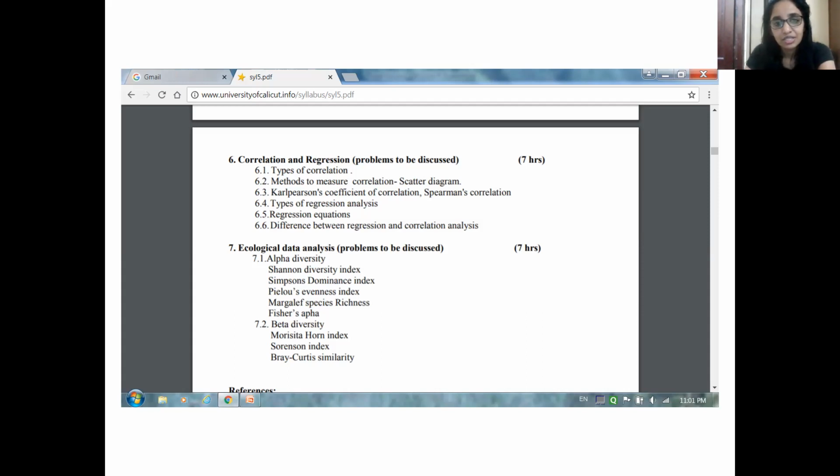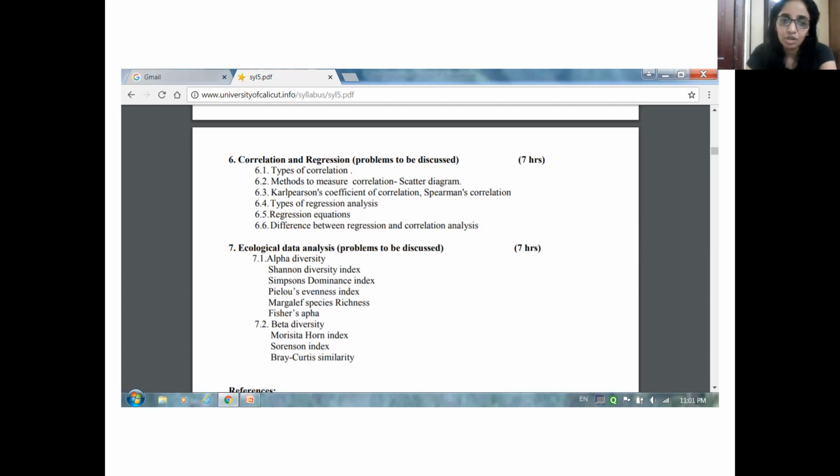So that is why ecological data analysis is very, very important. And you're only skimming the tip of the iceberg, because according to your syllabus, you have to study alpha diversity, and under that Shannon diversity, Simpson's dominance index, Pielou's evenness index, Margalef species richness, and Fisher's alpha. So this is only, like, kindergarten level for ecological data analysis. Nobody does this anymore. We have got so many software. So most of the people just know the basics and they go for the softwares.